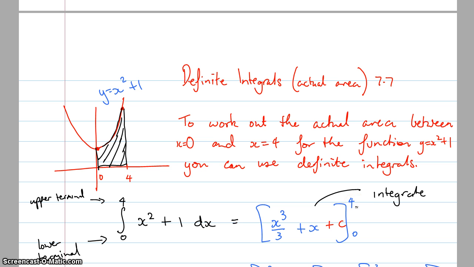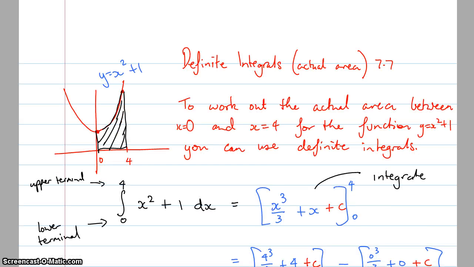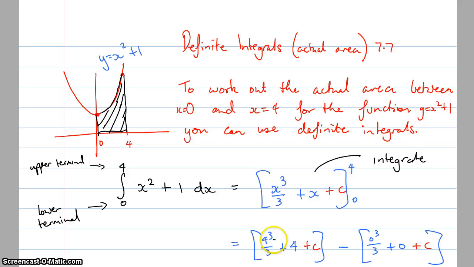Now what I do is I substitute 4 into this function, and I substitute 0 into this function, and then I subtract the 0 from the 4. This is a way of addressing all of the little rectangles underneath this, because essentially what we're doing is adding up an infinite number of rectangles all along the way to get the actual answer. So I get 4 cubed over 3 plus 4 plus c, minus 0 cubed over 3 plus 0 plus c.